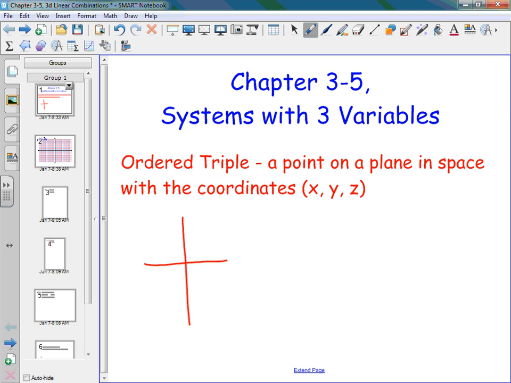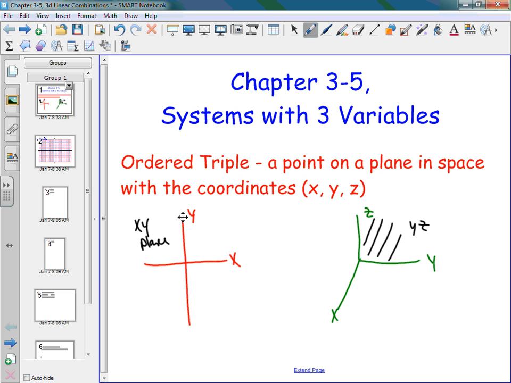Now, 2D looks like x and y. 3D, here's y, here's z, and now x is coming out at you. This was the xy plane. Now over here, I have the yz plane. You see that? The bottom, I have the xy plane. And then over here, I have the xz plane. You know what this is?